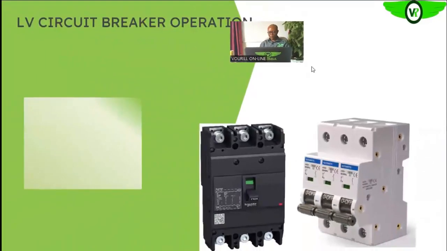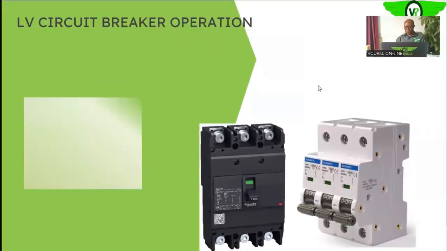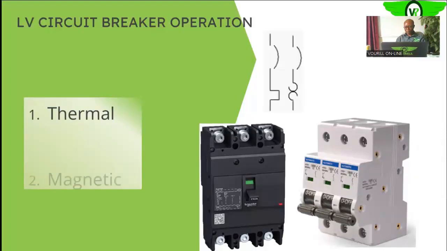So let us look at the low voltage circuit breakers now, and then we are going to look at the different operating mechanisms of these circuit breakers. The low voltage circuit breakers can be further categorized as the thermal circuit breakers and the magnetic circuit breakers. When we say thermal circuit breakers, that means the trip element is controlled by the heating effect of the load on the circuit, that is the current flowing through the circuit.